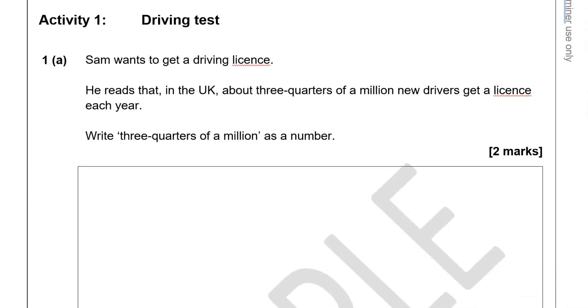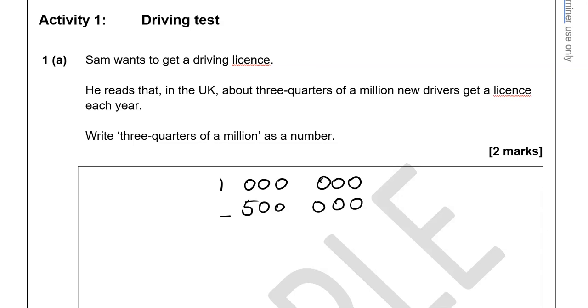Activity 1, driving test. Sam wants to get a driving license. He reads that in the UK about 750,000 new drivers get a license each year. Write 750,000 as a number. To help us with this, I'm going to write 1 million first. 500,000 will be 500,000. So no digit here. You move one step to the right, and that's where you start with the first digit.